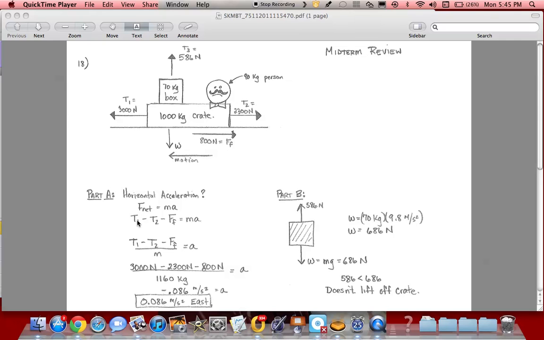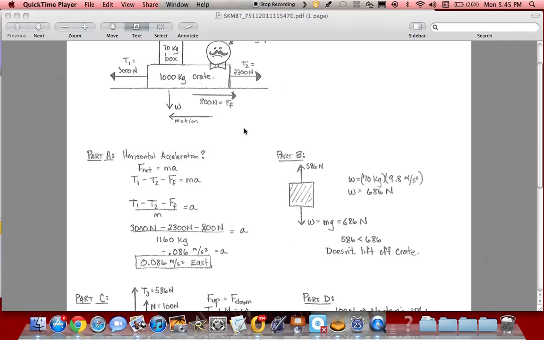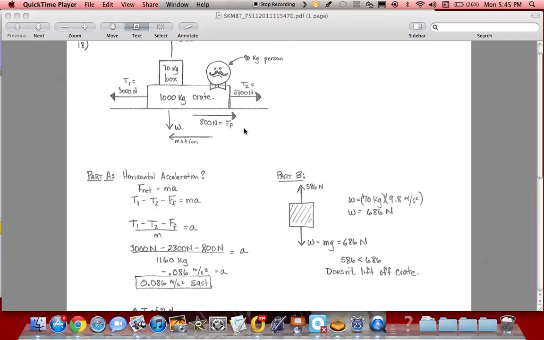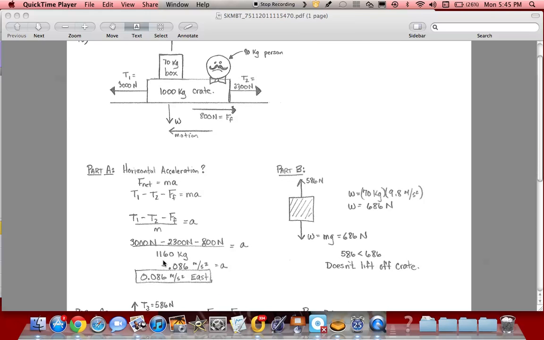Now the reason why T1 is positive and added on the FNet side is because that's what's driving it west. T2 and FF, if you notice, are against the motion. See how the arrow for the motion is to the left and these are to the right, so they are retarding forces that oppose it, trying to hold it back. Now you're looking for the acceleration given the mass. You have to consider what mass is accelerating. It's not just the 1,000-kilogram crate, but all three objects. That's why the mass I have written in the work is 1,160, because it's the addition of all three.